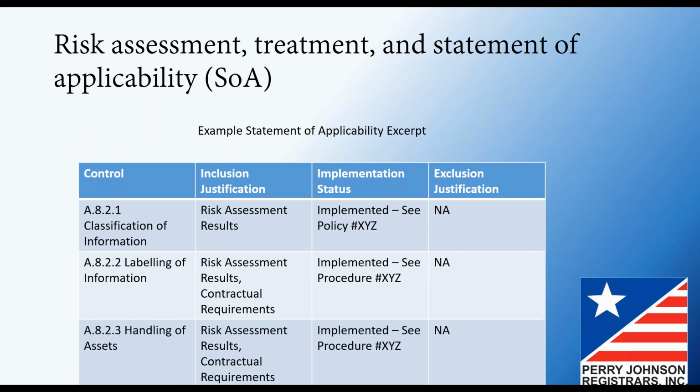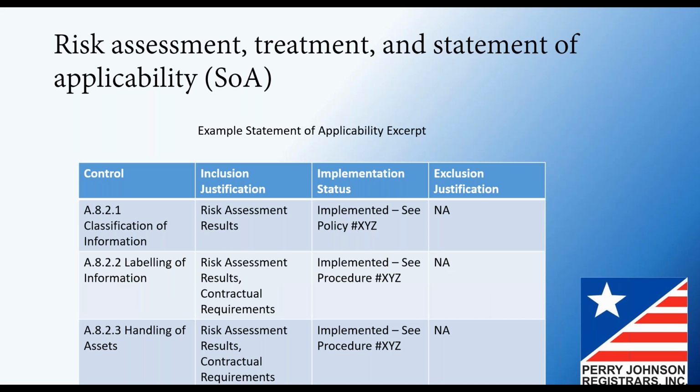On this slide here, this is just a little snippet of a completely fictional made up statement of applicability. As you can see here, there's a column for the actual control, and that comes right from the standard, right? That A.8.2.1, that's the control number. That control itself is concerning the classification of information. So in this case, this company said, we are including it. The reason we're including it is a result of our risk assessment.